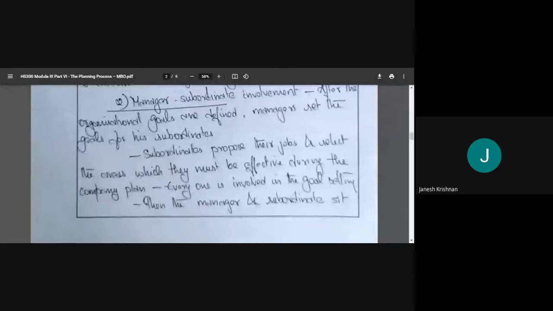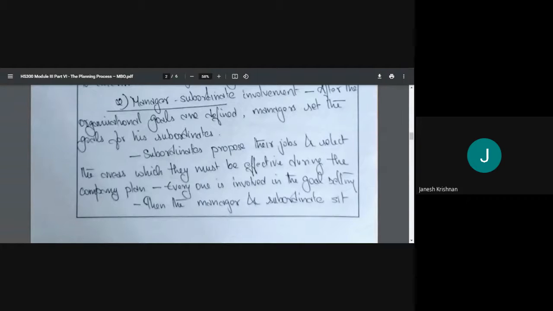Production, manufacture, production. Subordinates propose their jobs and select the areas in which they must be effective. So subordinates are given a choice. The manager says you can do this, and my subordinate says, okay, sir, I can do that even better. I can produce 1000 refills. Okay, sir, but I think I will be able to produce 1000 bodies better. So they must be effective during the company plan.